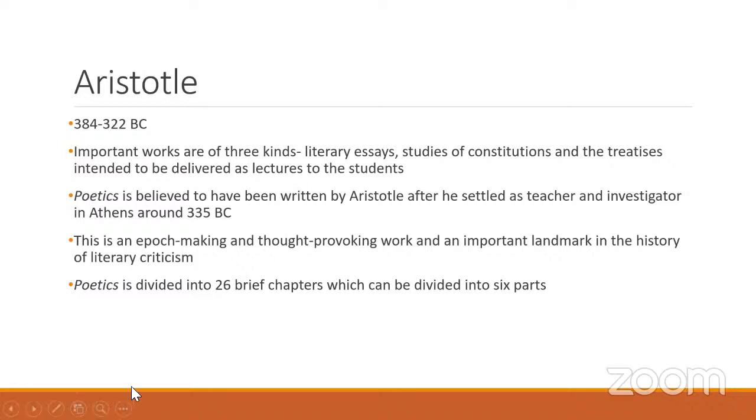The structure of the Poetics is that it is divided into 26 brief chapters, and it can be divided into six parts. Chapters 1 to 5 offer an introduction to poetry. The first 5 chapters give an introduction to poetry, classify its different kinds, and include tragedy and comedy. Chapters 6 to 11 discuss tragedy. Aristotle's idea of tragedy is very important.